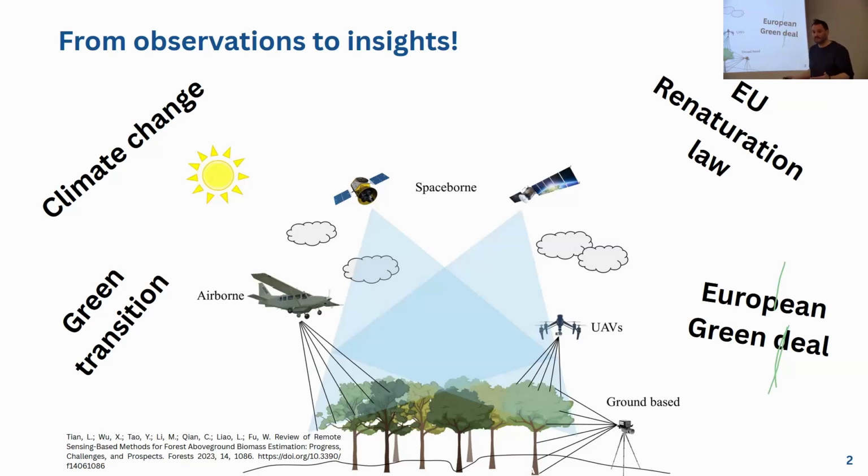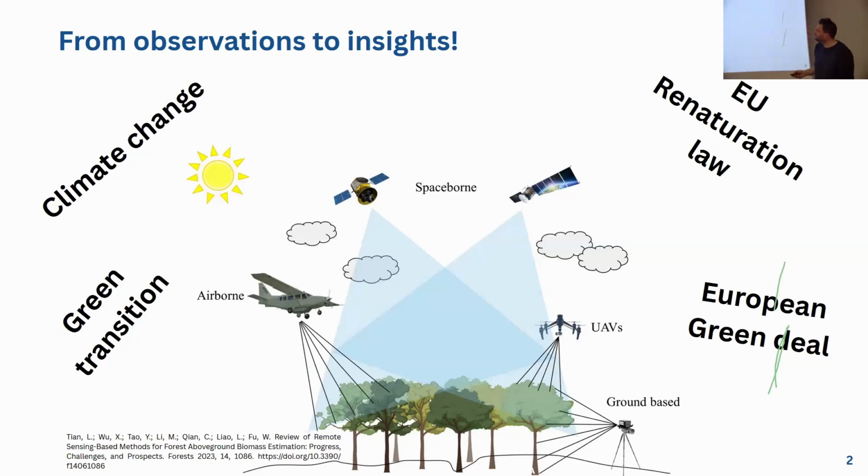On the one hand, of course, climate change and how vegetation reacts to climate change, but also in which way vegetation affects or counteracts climate change. Forest, for example, plays a critical role in the green transition in two different ways, but also the European Green Deal and the EU renaturation law. So in all these topics which popped up in recent years and which are very important, remote sensing in the context of vegetation is an important topic.